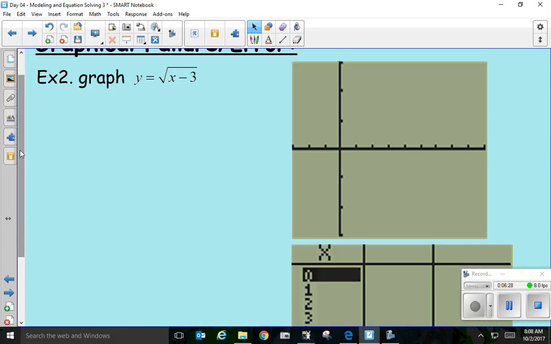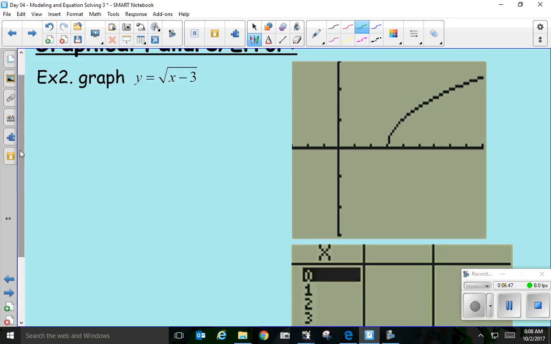Anyways, what does that graph look like? You can tell me, even with your fingers, like in the air. Correct. It looks something like that. It kind of starts at 3 here on the x-axis, and it just goes up and curves this way, like that, forever.